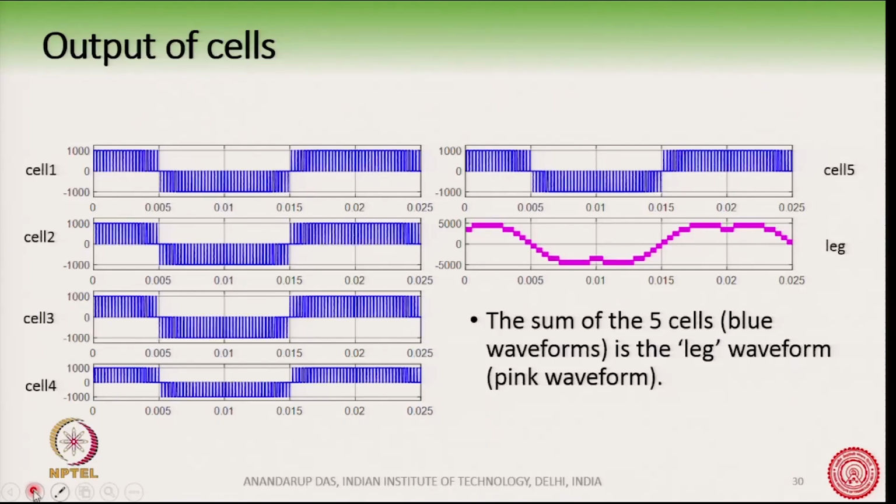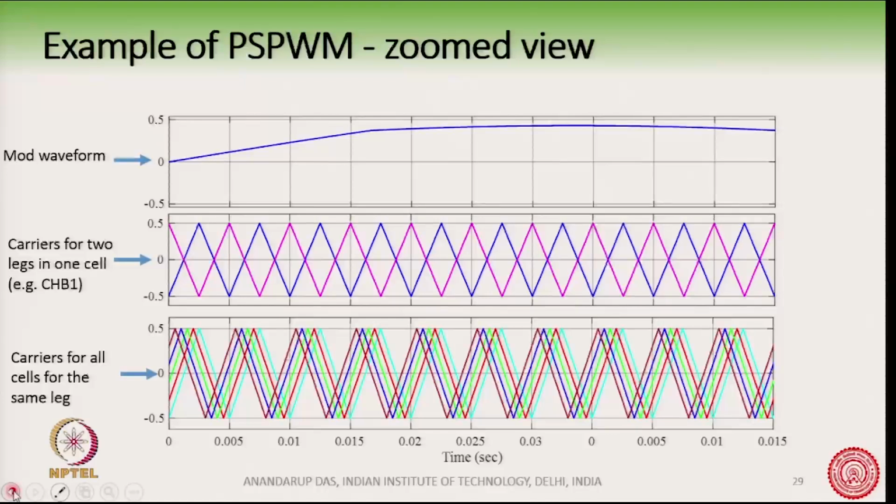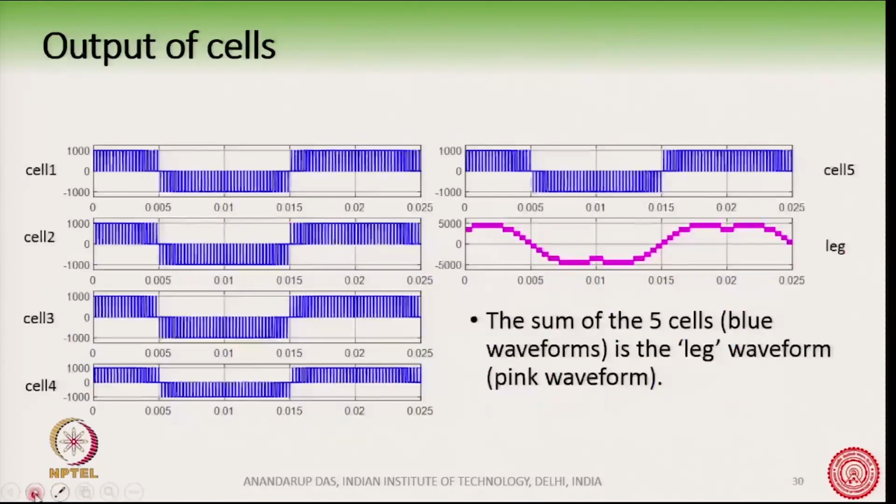We have taken a 5 cell CHB with each cell having a 1000 volt DC bus. The output of cell 1... each of these cells is given the same modulating waveform, but their carriers are slightly phase shifted. So, if they are given the same modulating waveform, the fundamental voltage produced from each cell is the same, and all these 5 blue waveforms are almost identical.